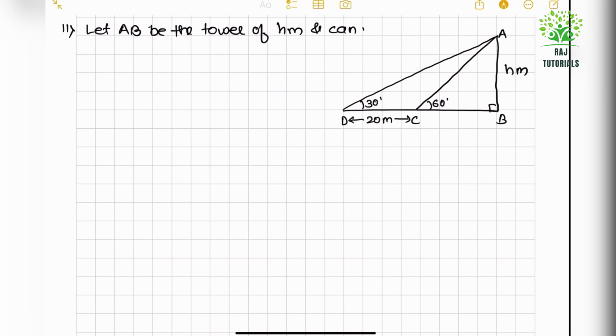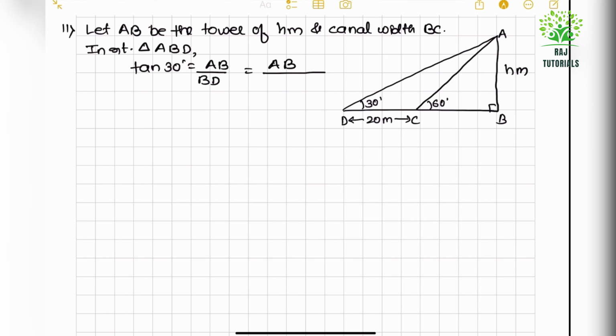Okay, so now here let AB be the tower of H meter high. So this is H meter, and canal width is BC. In right triangle ABD, tan 30 equal to AB upon BD, that is AB upon BC plus CD.